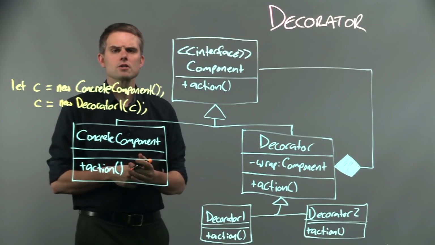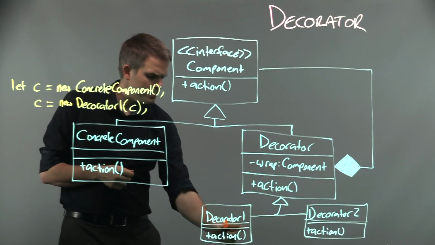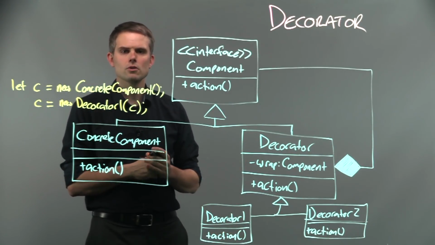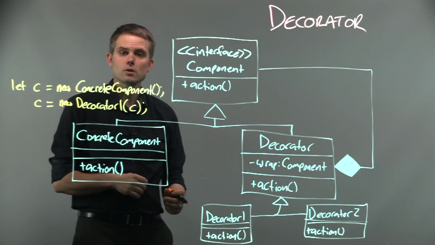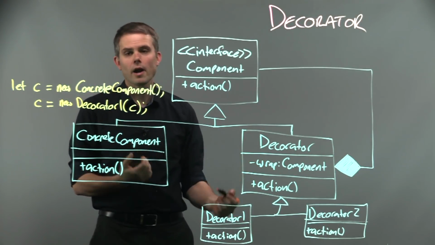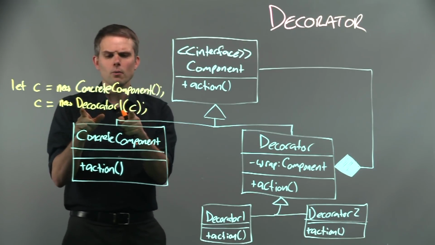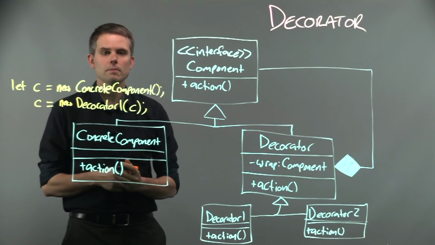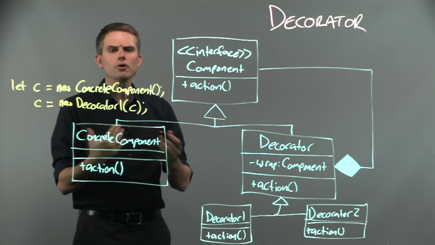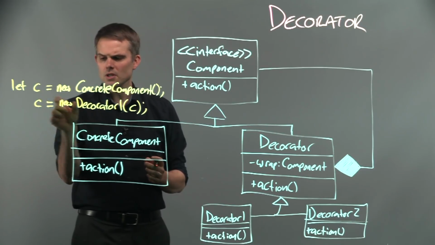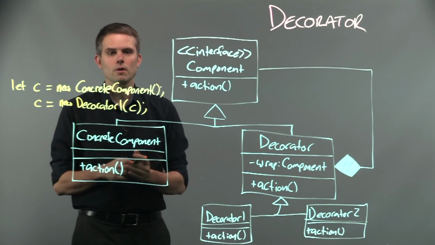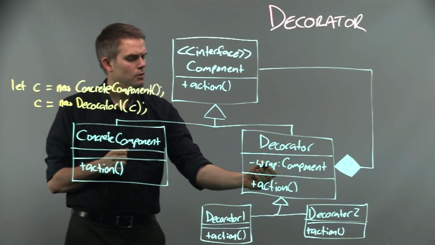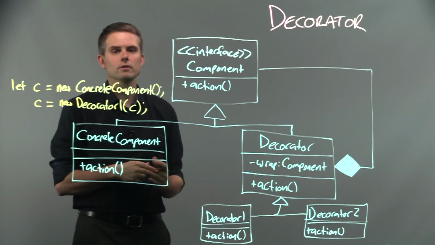So when we call c.action, what ends up happening? Well, the first thing that happens is that decorator 1's action method here gets invoked and does whatever that action is going to do. And at the end of this method, it's going to call this.wrap.action. And since we know that decorator 1 is wrapping a concrete component, what it will end up doing is calling this action method here. Now this allows us to provide multiple layers of decorators as well. If we wrapped this c in another decorator 1 and a decorator 2, it would go through all of those action methods successively by accessing the wrapped object through this wrap field.